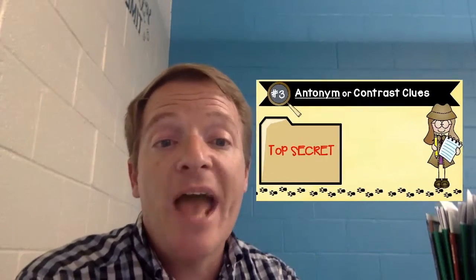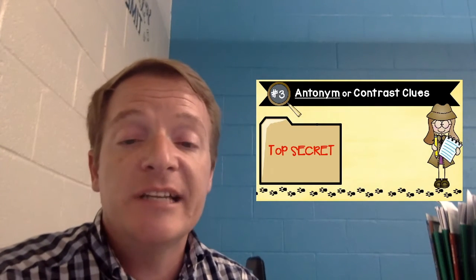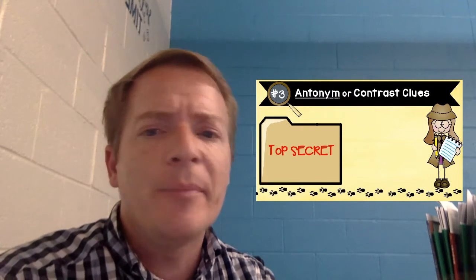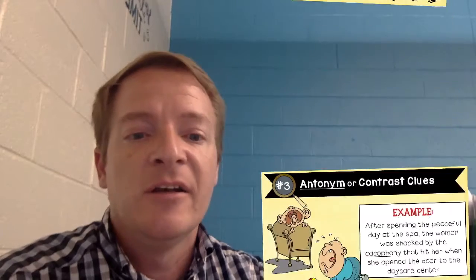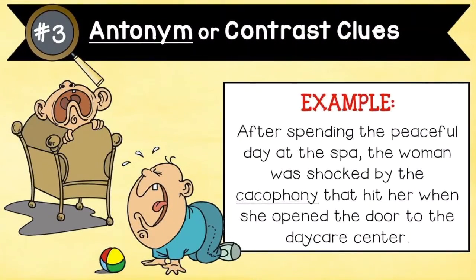The next type we have is an antonym or a contrast clue. You know, the antonyms mean opposites. So they may give you the word and they give you the opposite meaning of the word in a sentence. For example, after spending the peaceful day at the spa, the woman was shocked by the cacophony that hit her when she opened the door to the daycare center. Woo, excuse me, that's a tongue twister. So it gives you the opposite of what the word means here.